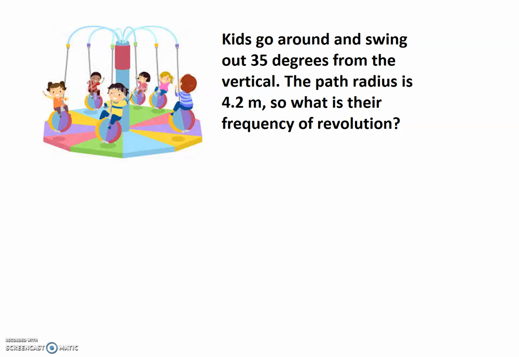Obviously, there are two main forces acting on them. There is the force of gravity, Fg, which is going in the vertical direction, and we've got the Fc, which is going in the horizontal direction. Those two forces together are what are creating our 35-degree angle from the vertical. So let's map things out a little bit.